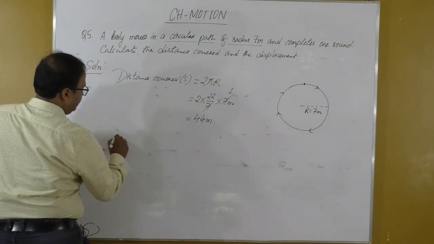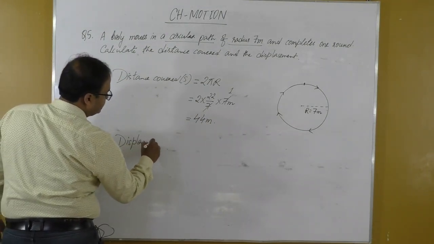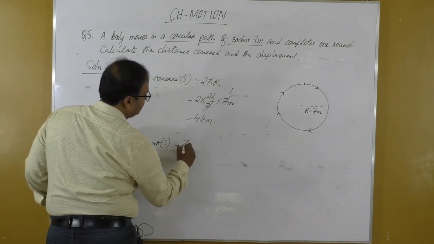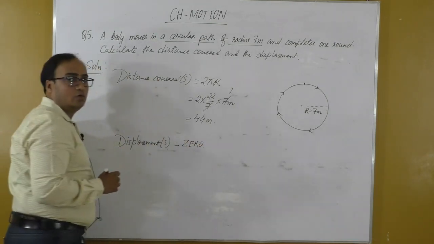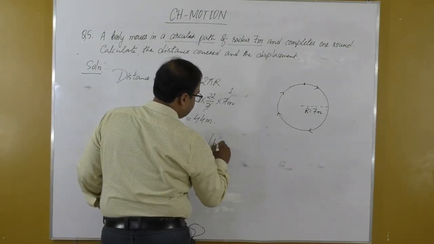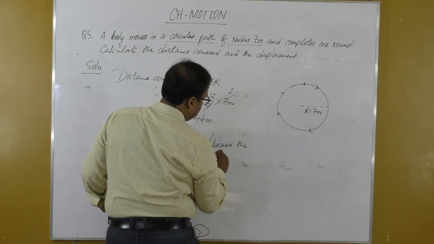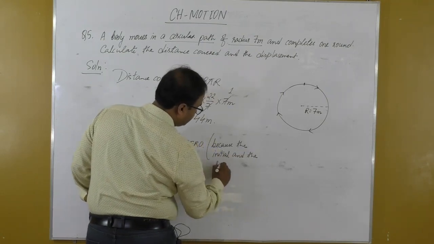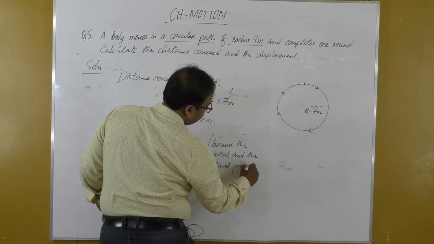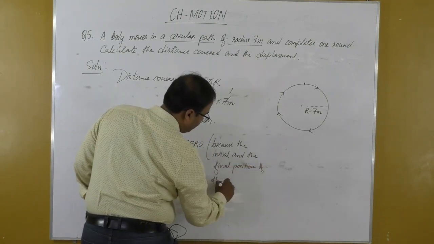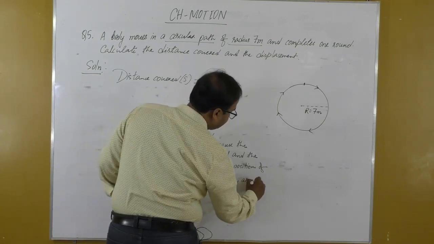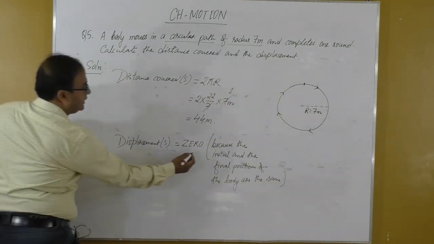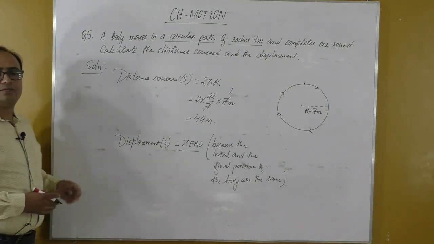Now the next part, if it is asked what is the displacement? What is the displacement of the body? Displacement will be 0. Why 0? Because the initial and the final positions of the body are the same. So displacement will be 0 in this case. Should note down it properly.